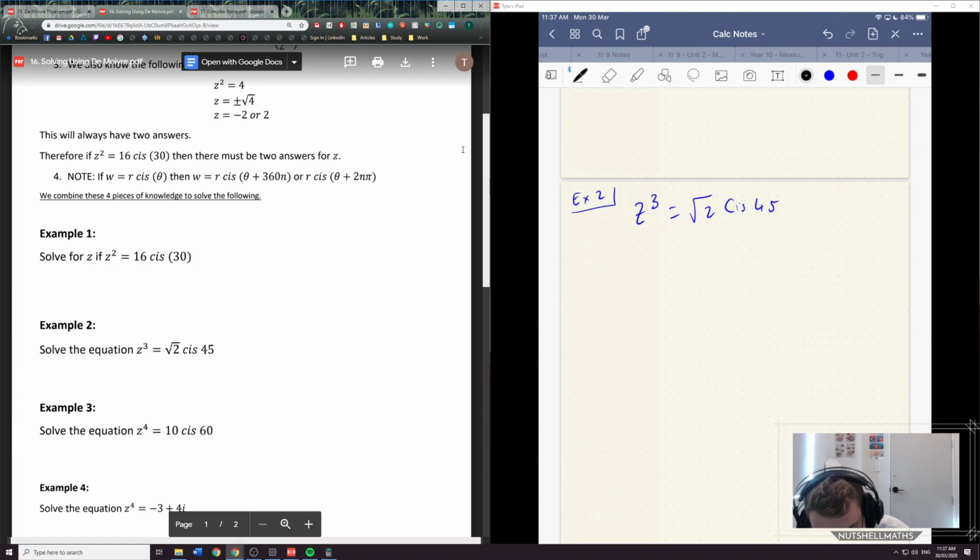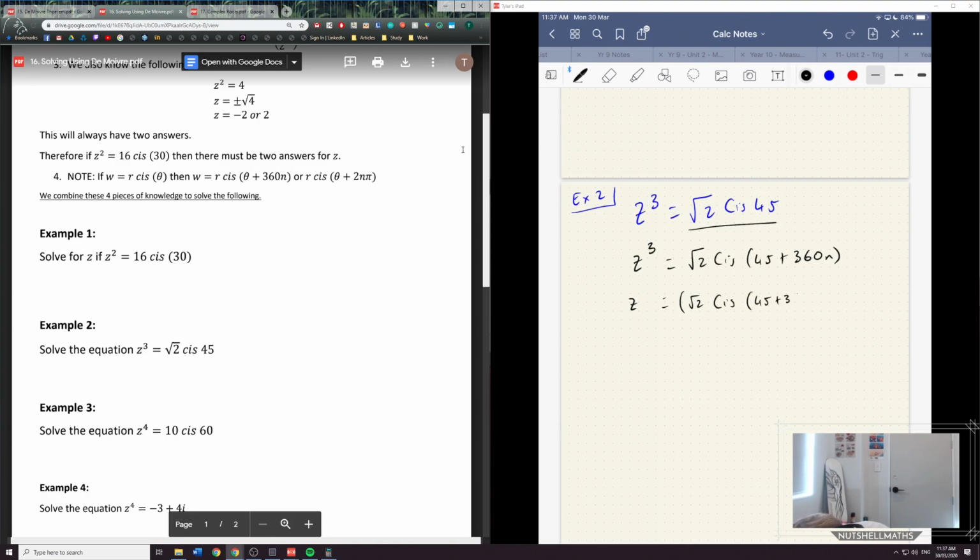Okay. So, let's have a little look at this. The first thing we're going to do is state what this could be written as with a bunch of loops. z to the 3 equals root 2 cis (45 plus 360n). Okay, I'm expressing this number as an infinite number of loops on itself. Now we're going to use de Moivre's theorem, or now we're just going to use algebra to undo this first.